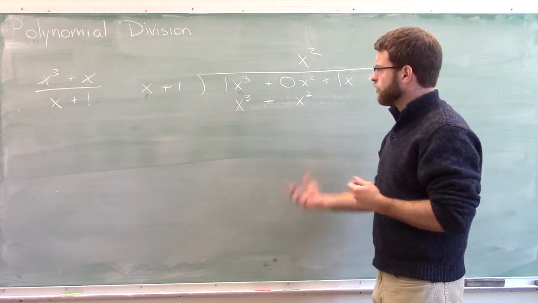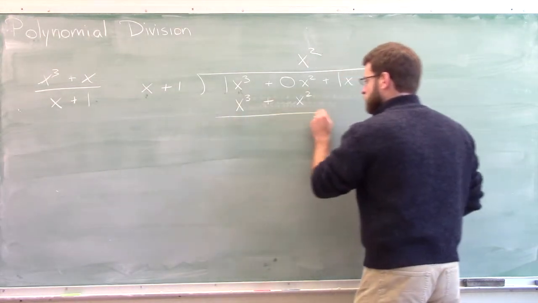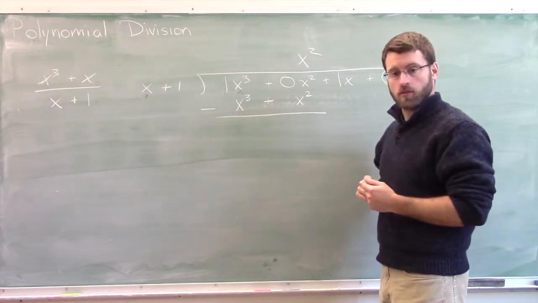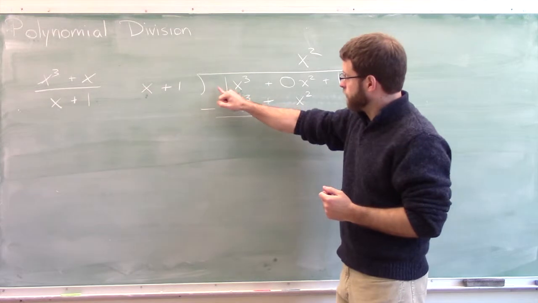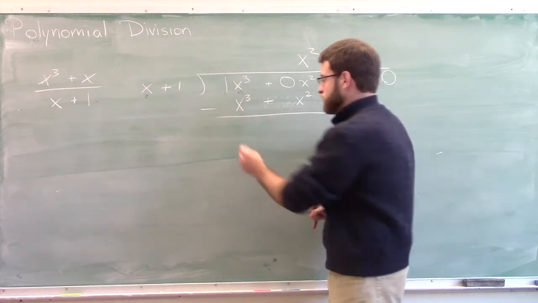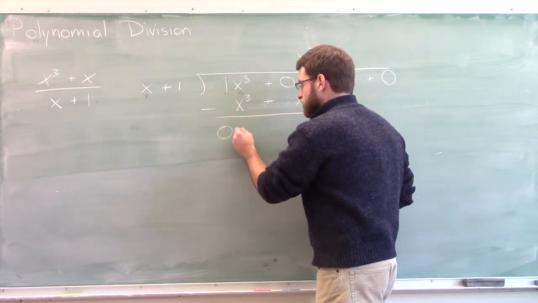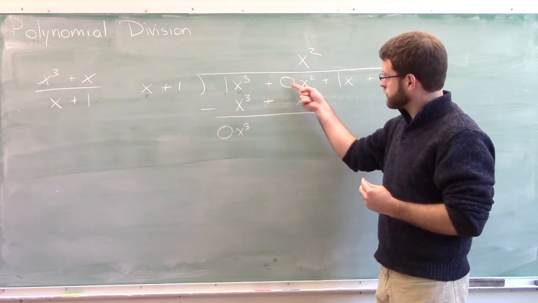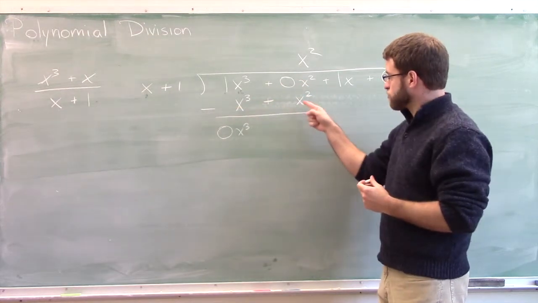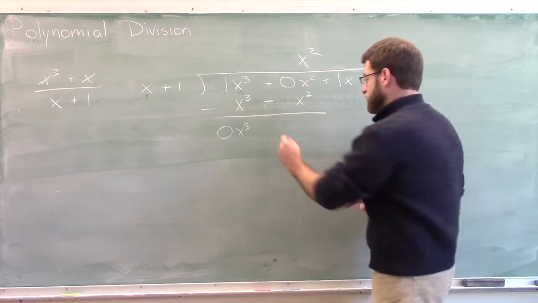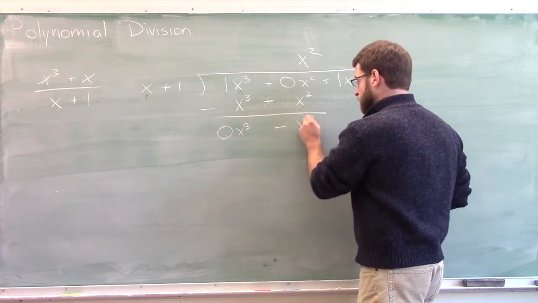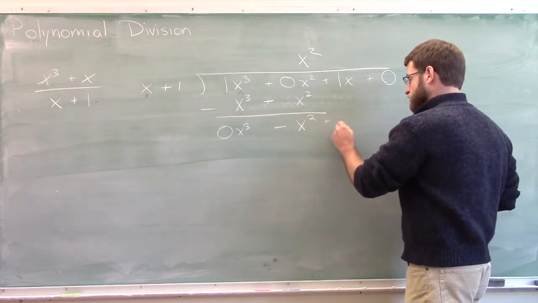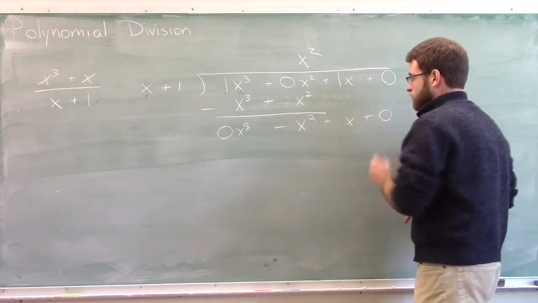Once I've done that, what I want to do is subtract this polynomial from this polynomial. So I have 1x cubed minus 1x cubed. That leaves me with 0x cubed. And then here we had no x squareds to begin with, but we're going to subtract an x squared from that. So this becomes minus x squared. And then we can carry down the remaining terms. So plus x plus 0.